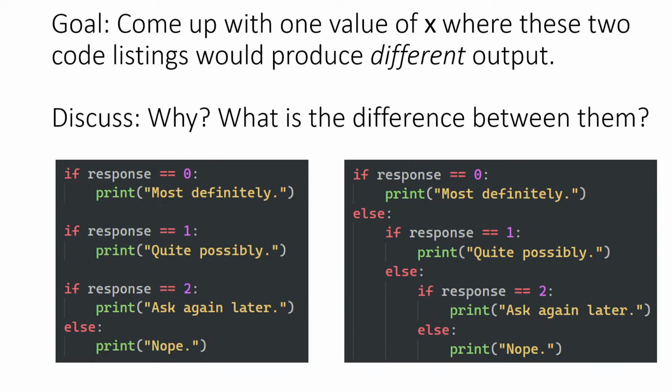All right. So I have two code listings here. And in this next little exercise, I'd like you to try and imagine if there's a response that would produce different outputs in these two programs. So imagine the same response value, and the question is, is there any response value that would give you output that's different, even if the response variable was the same? I want you to discuss amongst yourselves why there might be, and what is the difference between these code listings. So let's spend a minute on this and try and discuss with your neighbor.